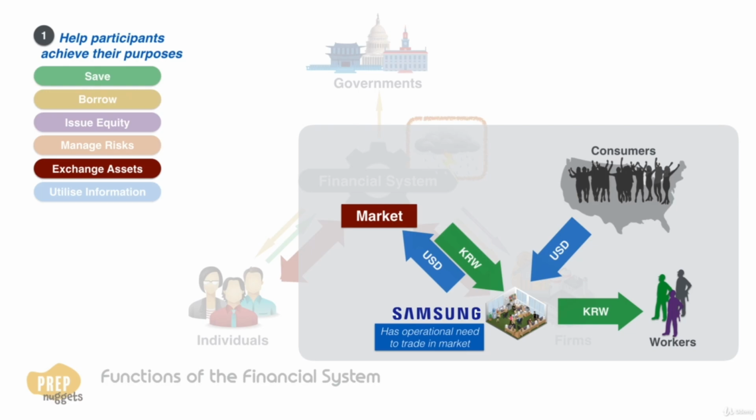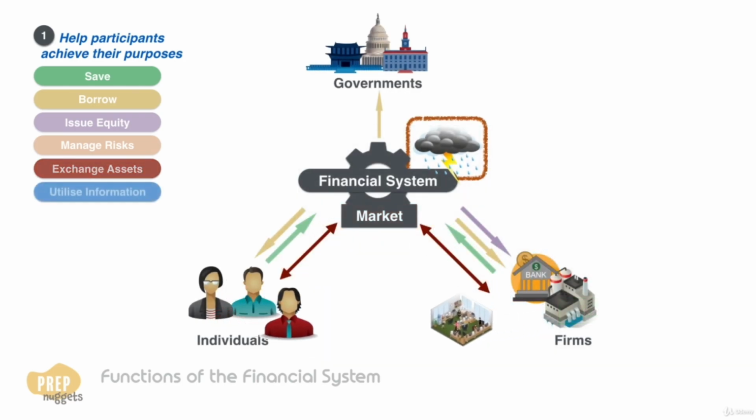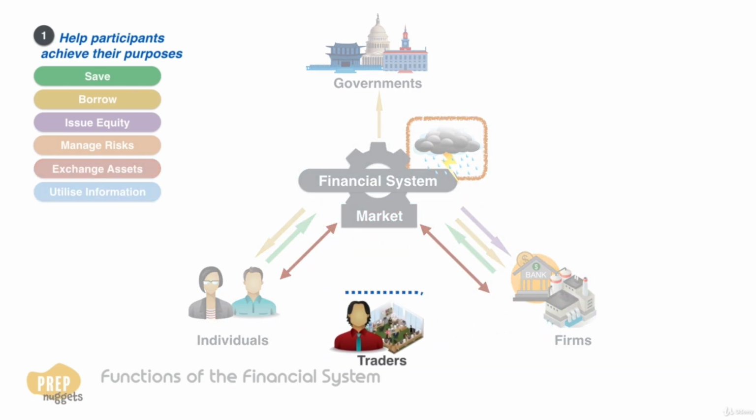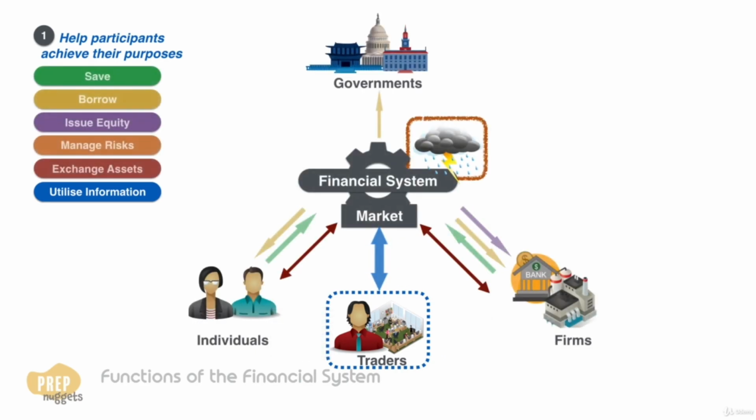Not all market participants, however, have an operational need to trade in the financial market. There is a sizable segment whose motivation is mainly to profit from trading in the markets. They trade based on information that they believe allows them to predict future prices. Investors who can identify assets that are currently undervalued or overvalued in the market can earn extra returns from investing based on their information. And these are the 6 aspects that the financial system has to help the participants achieve their purposes.